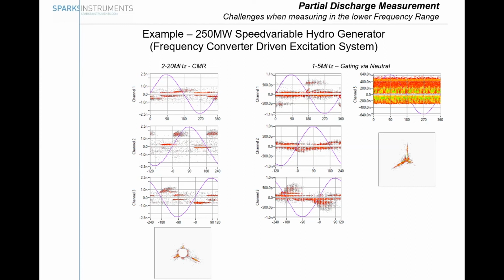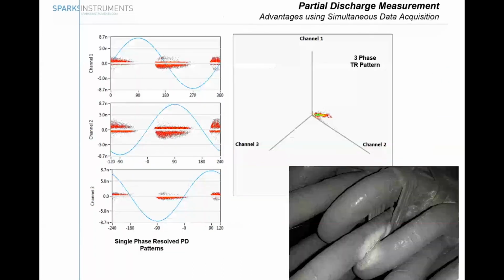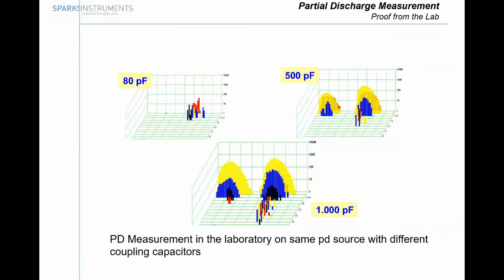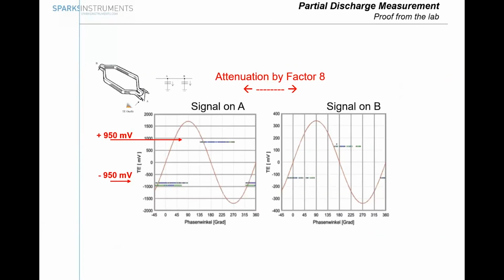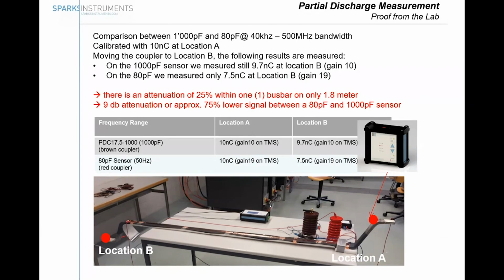I'd like to make here a break and like to ask if it is clear the benefits of using, let's say, high capacitance capacitors or low capacitance capacitors, and if you have understood the benefits using the low frequency measurement.